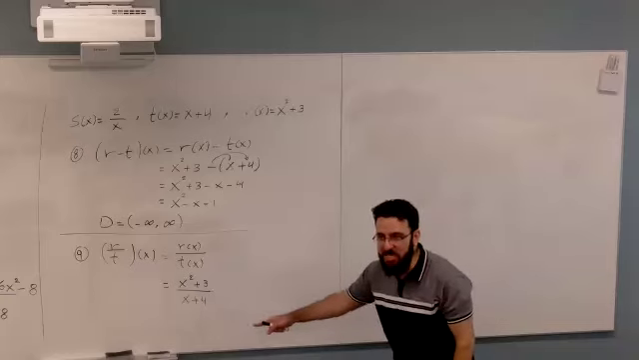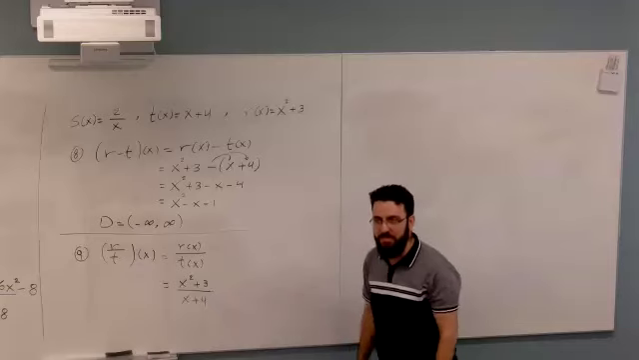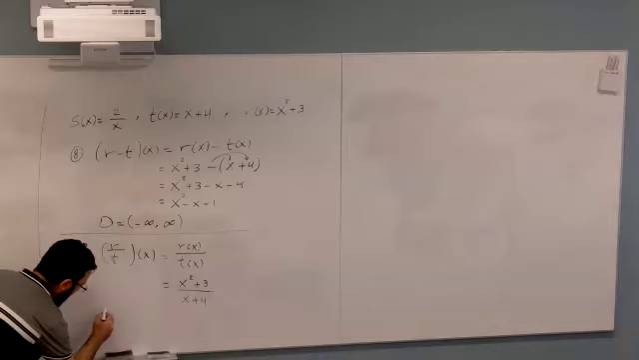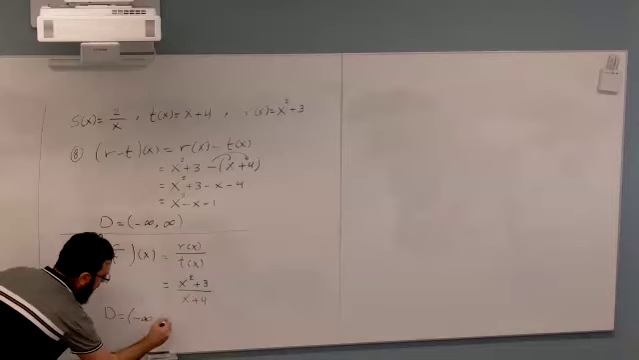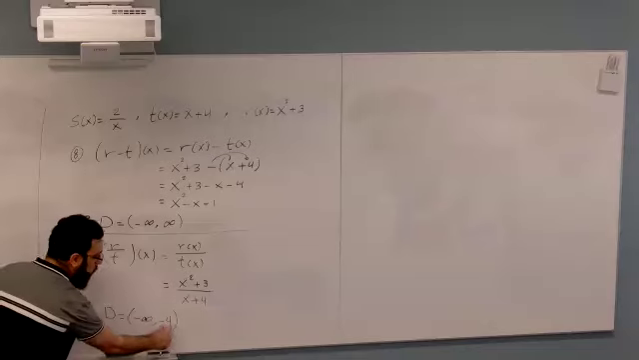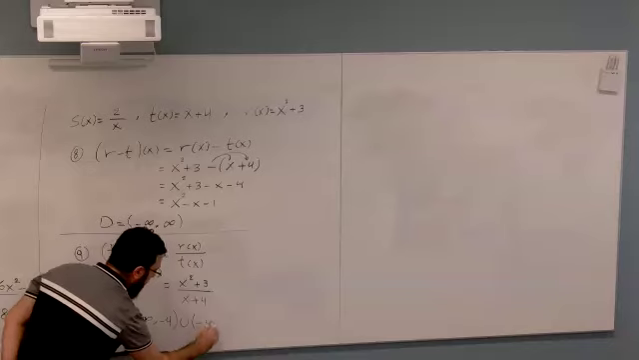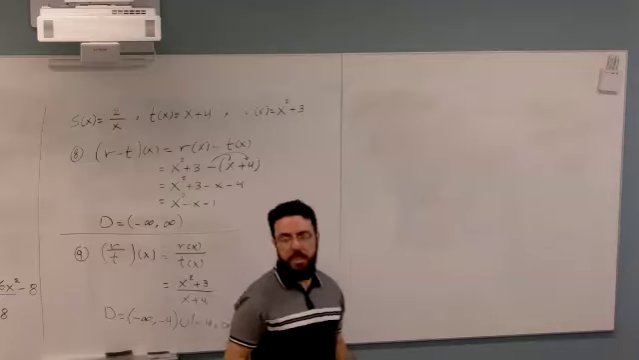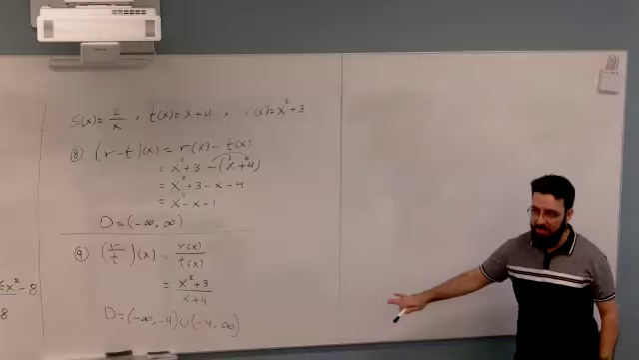How are we going to get the asymptote? By setting the bottom part equal to 0 and solving it. In this case, our domain is going to be what? From negative infinity to which number? Negative 4. See, parentheses, I'm not going to include negative 4. Union with negative 4 to infinity, because the asymptote always makes the function undefined.